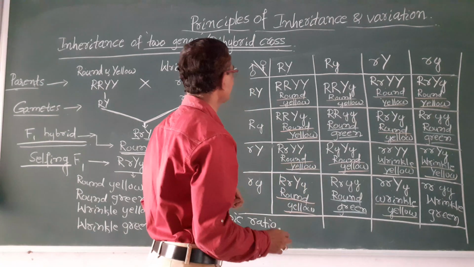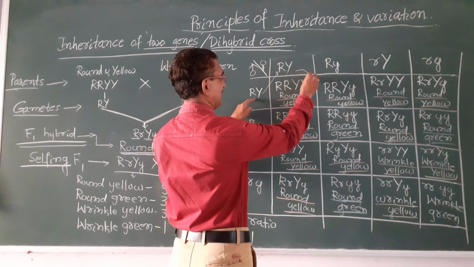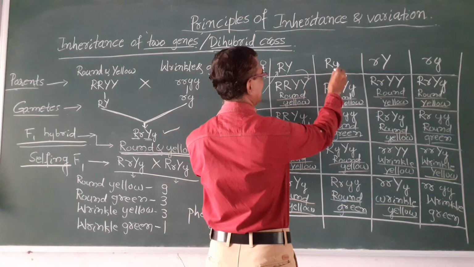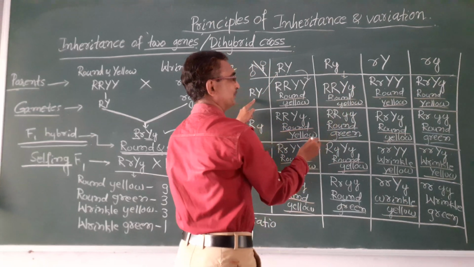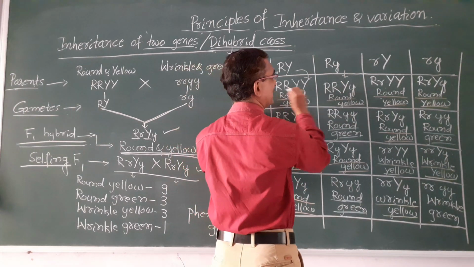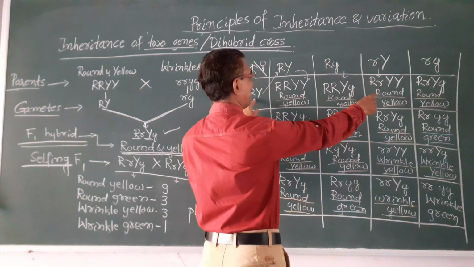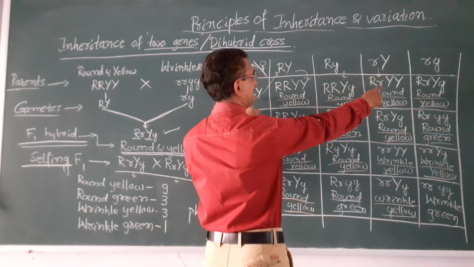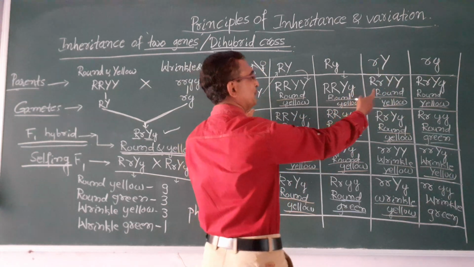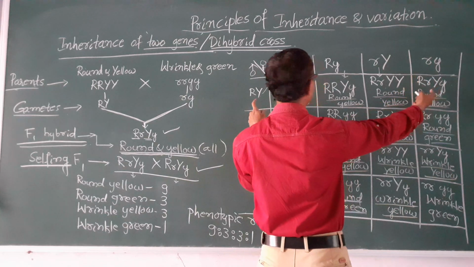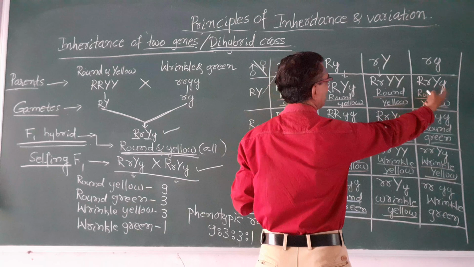You see, this will fuse with this and it will result in this, and next it will fuse with this gamete and it will give this plant. And this gamete will fuse with this and it will give this plant, that is capital R, small r, capital Y. Like this, this gamete will fuse with this gamete and it will produce this plant, that is capital R, small r, and capital Y, small y.